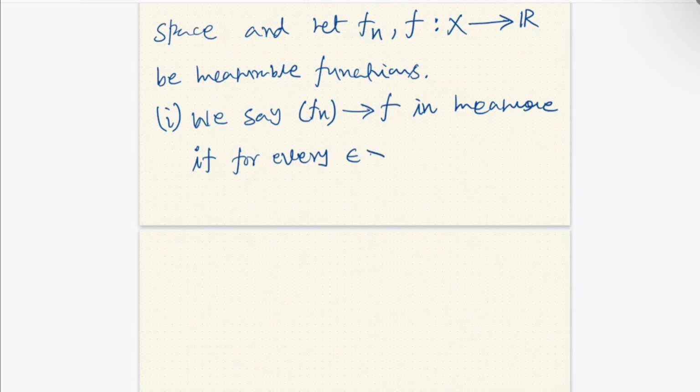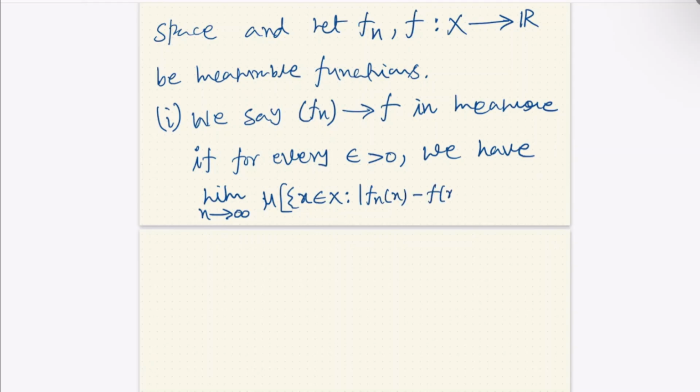No matter. For every epsilon greater than 0, we have the limit as n goes to infinity of the measure of the set which I have defined already: x belongs to X such that modulus of f_n of x minus f of x is greater than or equal to epsilon, is 0.